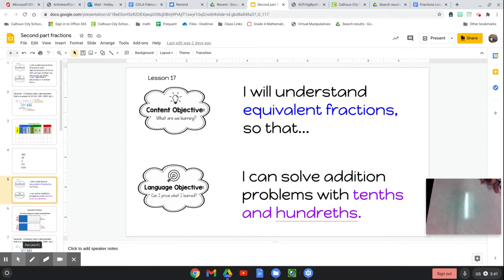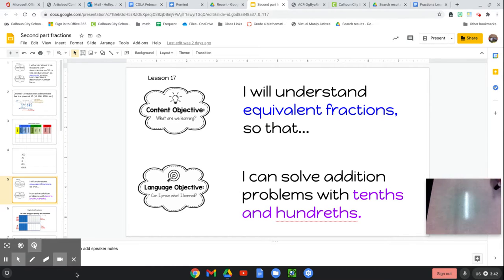We just want to do one more mini lesson, and this is going to go with your schoolwork, what you're doing this week. So what's going to be our current objective? Our current objective is I will understand equivalent fractions so that I can solve addition problems with tenths and hundredths.